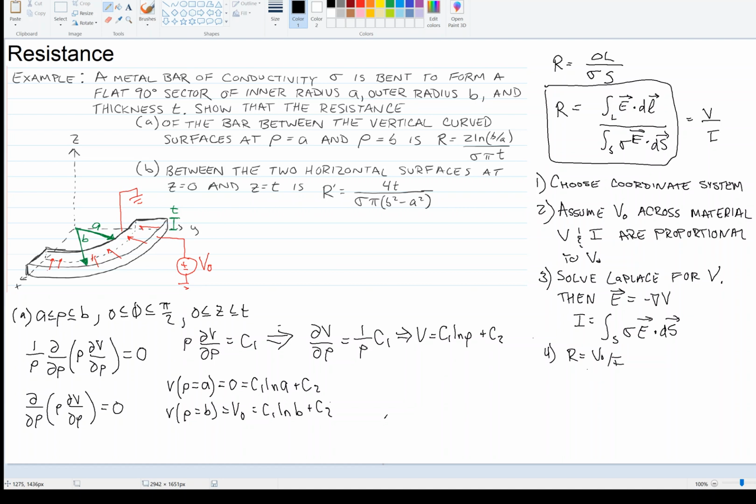So I have two equations and two unknowns. I need to solve those for C1 and C2. Now the quickest way that I see to do this is to subtract the first equation from the second equation. So if I subtract, then I've got V0 equals, the C2's drop out, and I've got C1, and then using a property of natural log, I get B over A.